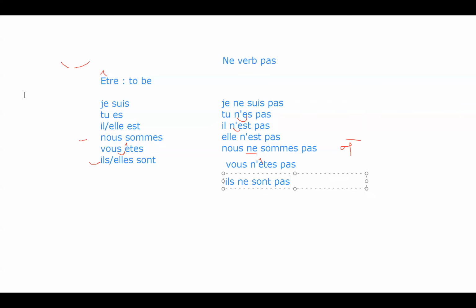So from the beginning, can you conjugate the negation with the correct pronunciation? I'm not, you are not. Je ne suis pas. Tu n'es pas. Il n'est pas. Elle n'est pas. Nous ne sommes pas. Vous n'êtes pas. Ils ne sont pas. Please give the sound of ne. Ils ne sont pas. Very nice. So here we are talking about the negation.